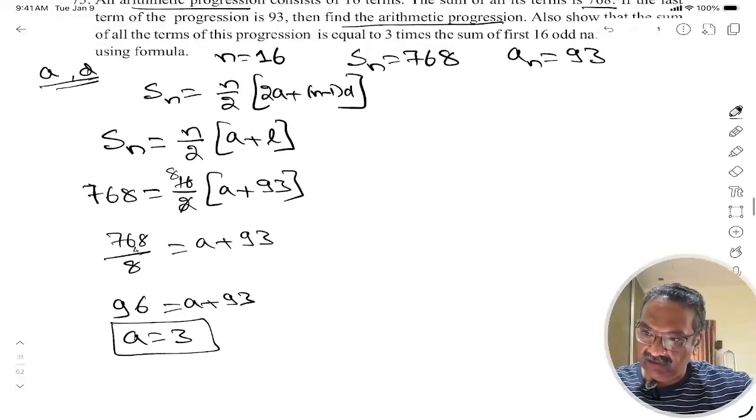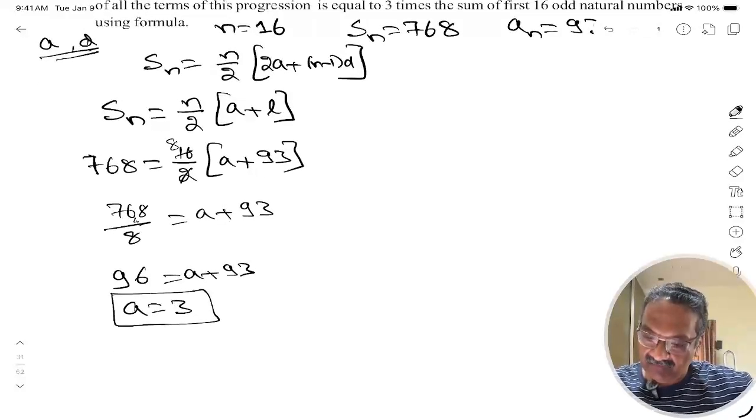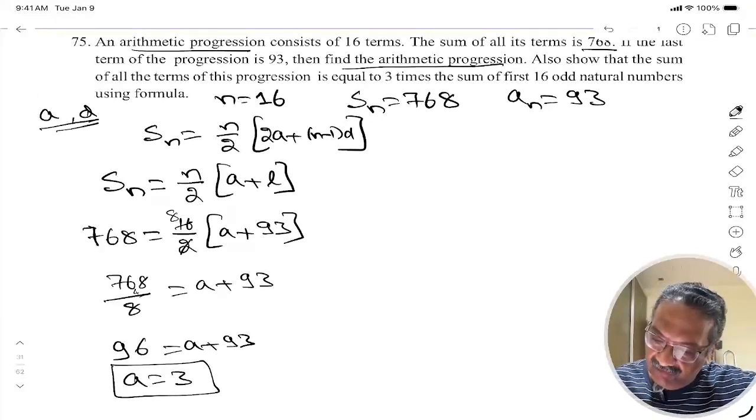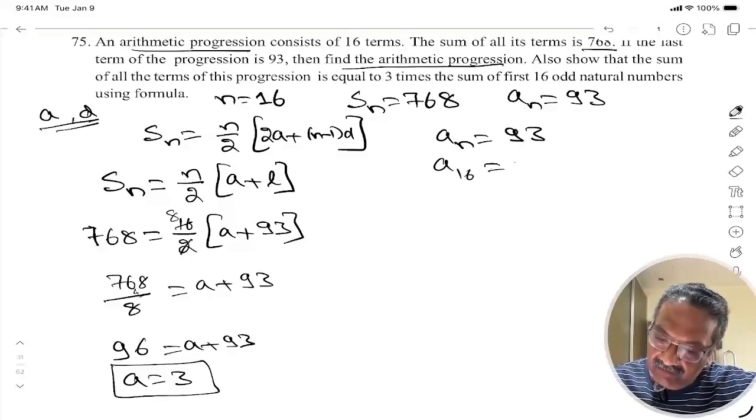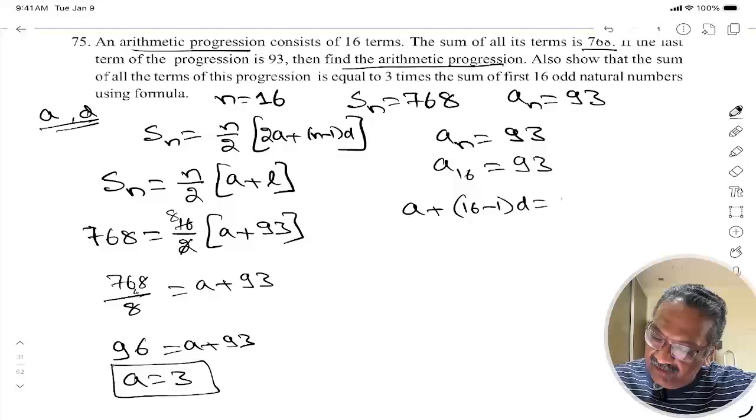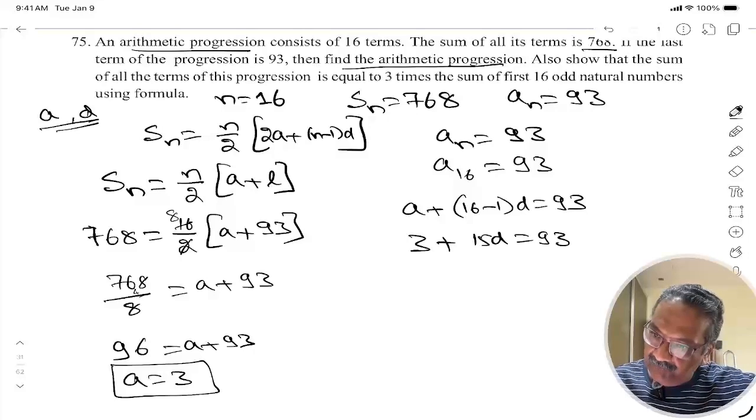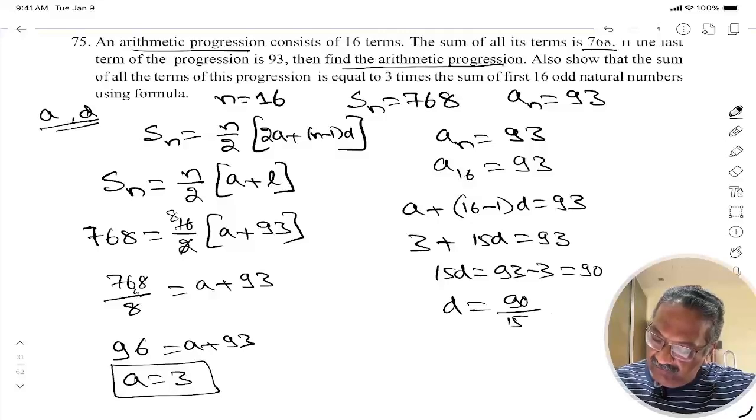Once we get a as 3, what do we do? Next let us find the common difference. How do we find it? an is equal to 93, that is n is 16, so a16, the last term, is 93. So a plus 16 minus 1 d is equal to 93. a is 3, plus 15d is equal to 93. 15d is equal to 93 minus 3, which is 90. d is equal to 90 by 15, which is 6. So we got d as 6.